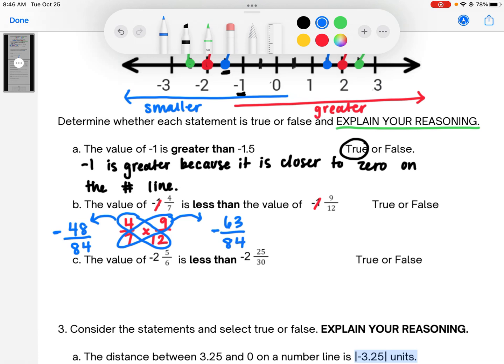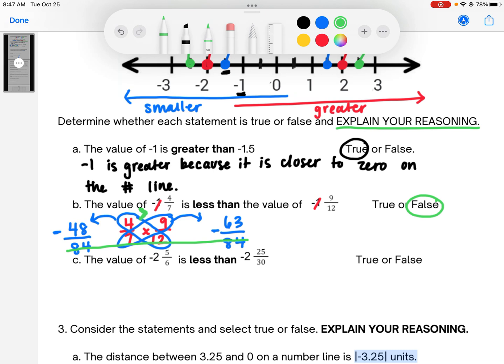All right, and now I can compare these two numbers, right? They're negative, so opposite rules. I can just focus on the numerator since the denominator is the same. So just focus on that top number. -48 and -63, which one's bigger? -48, right? I would rather owe someone $48 compared to $63. So this is saying that is less than, but we can clearly see from this it is greater than instead.